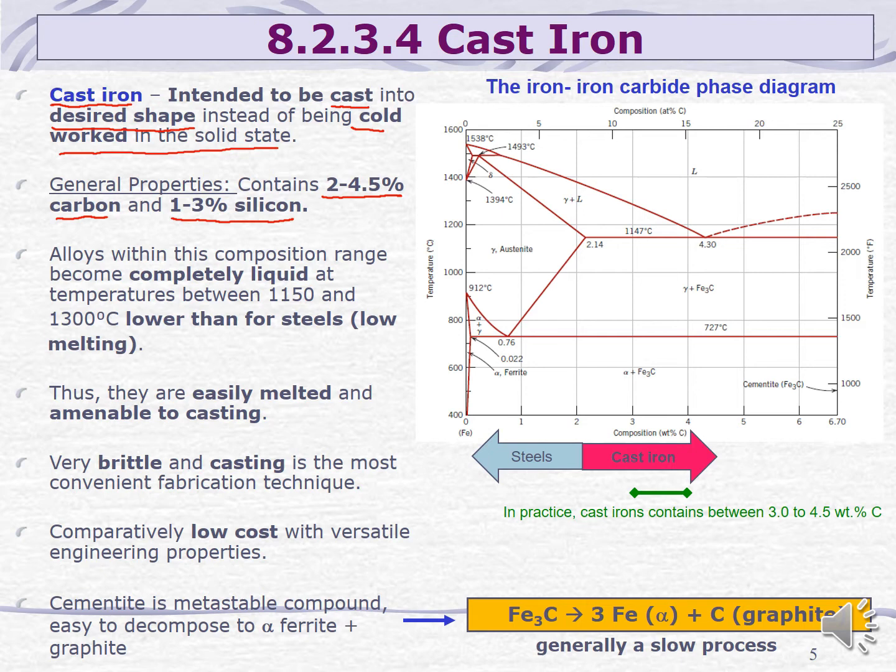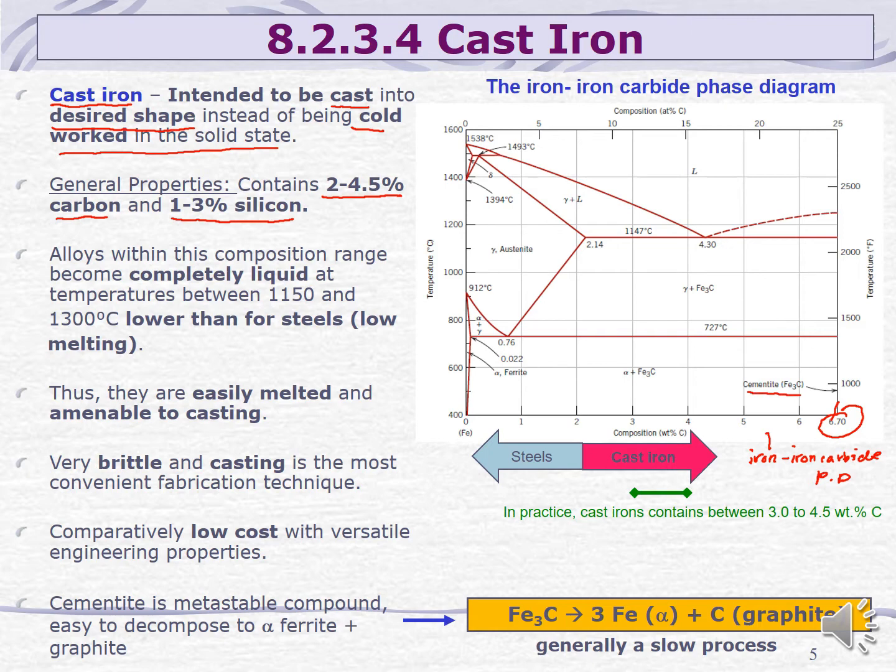Okay, if you look at here, this is the iron carbide phase diagram. The same diagram as before, but for this diagram it stops at 6.70, which is the cementite phase. Okay.